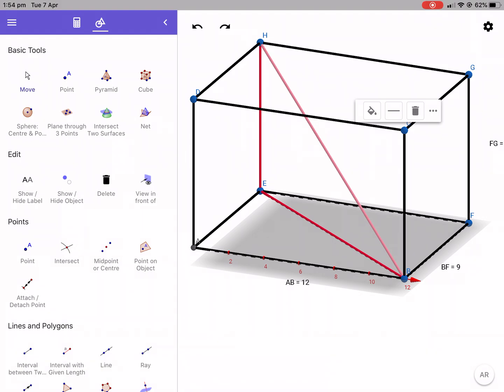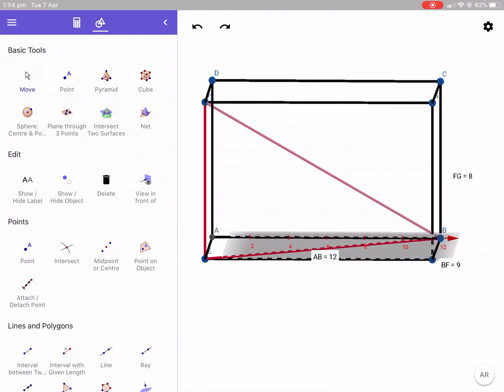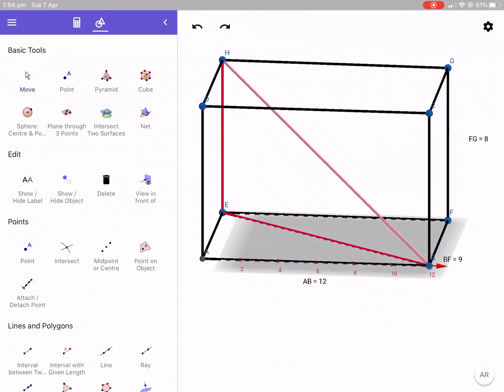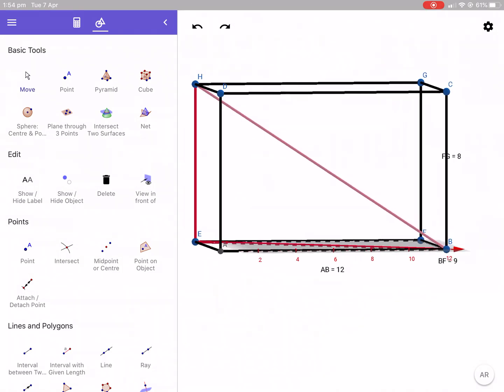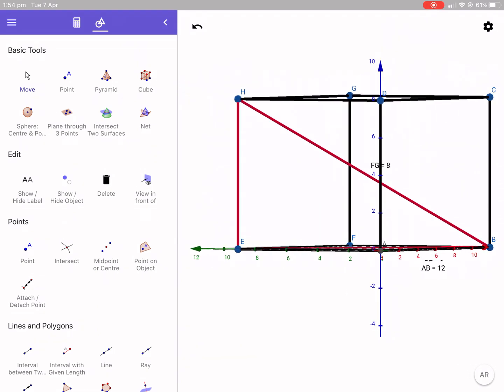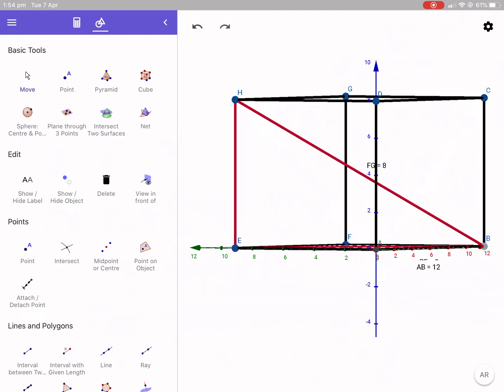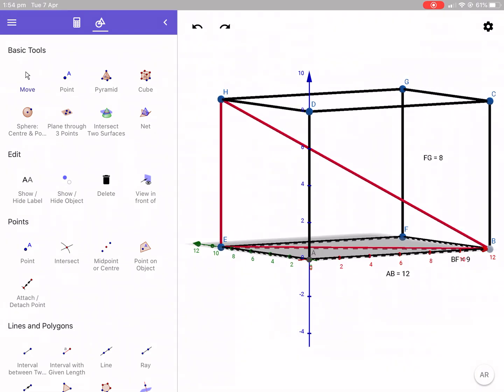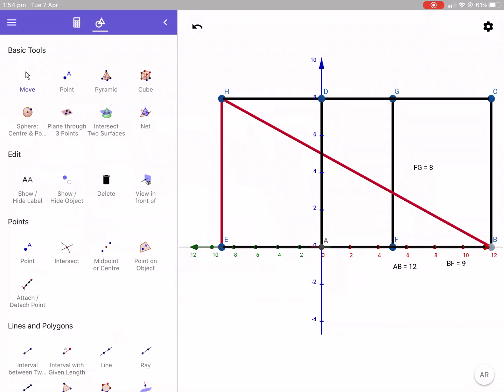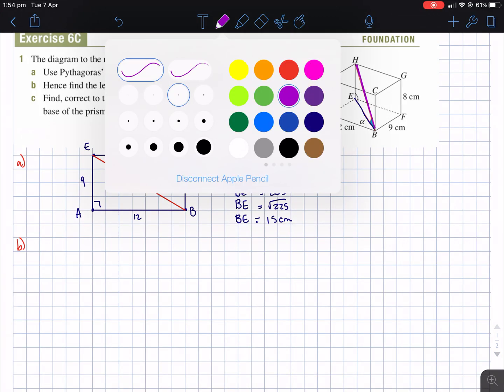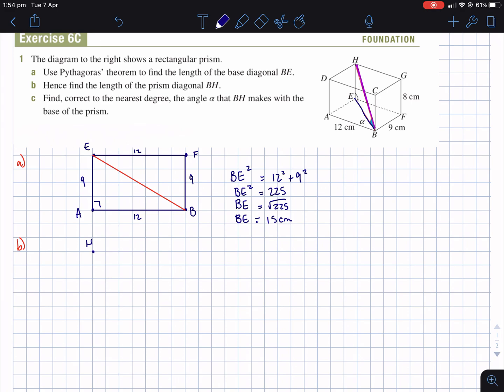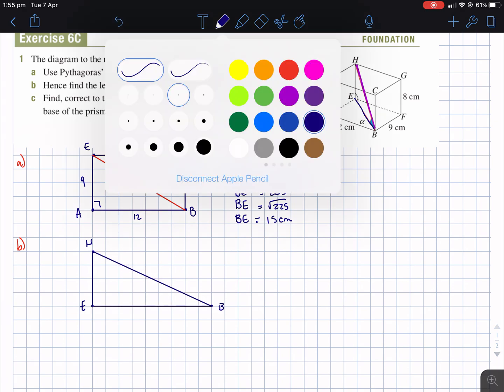This time I think it's going to be easiest if we turn it side on so that we just look at that triangle dead on. So we're going to draw the triangle. We've got the point H at the top, E below it, and B pointing off this way. So this is our new triangle, and this is the length we're trying to find.